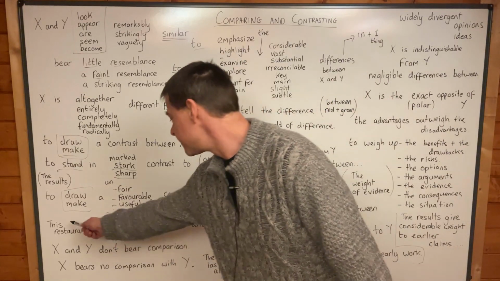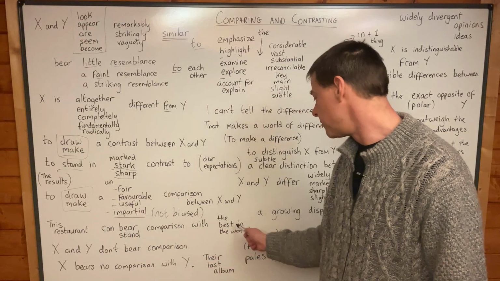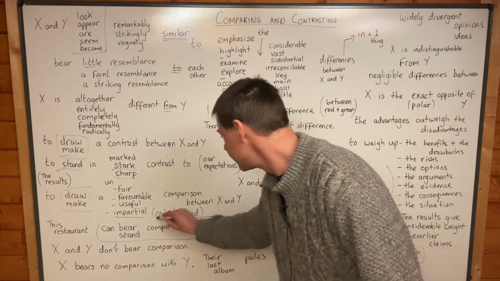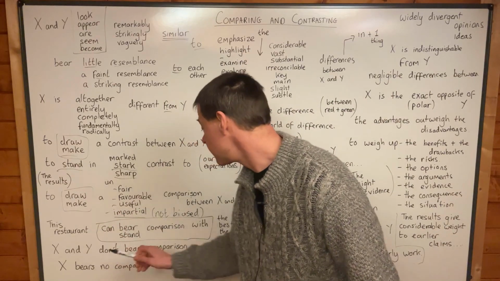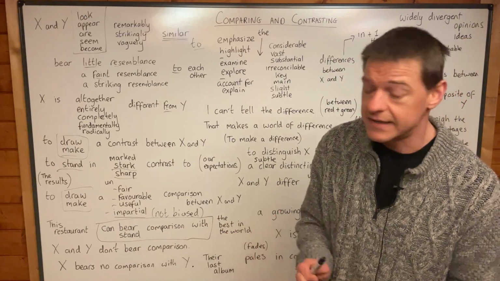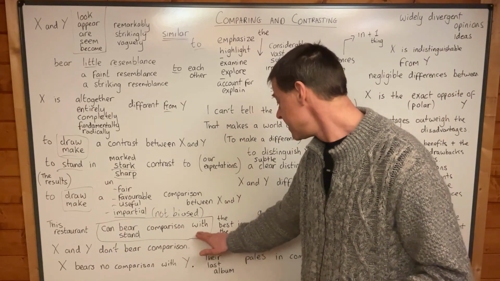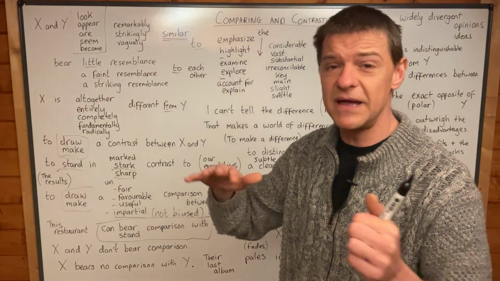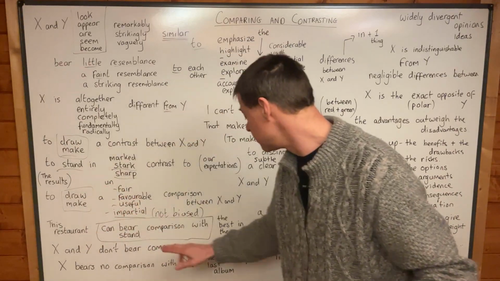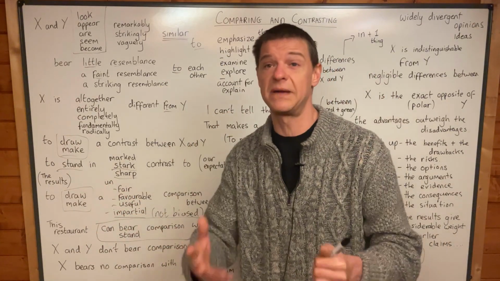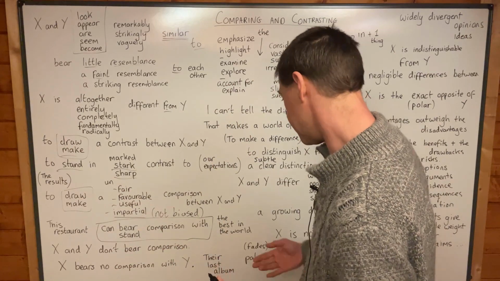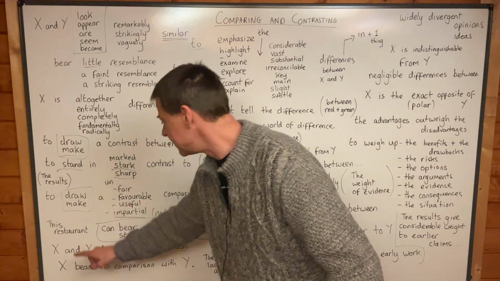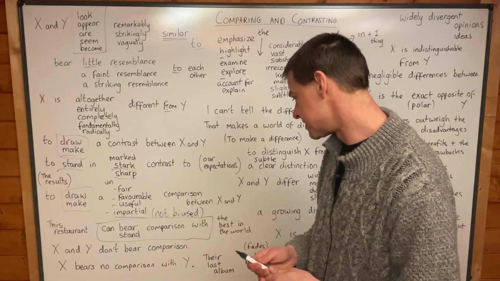Okay, a few other expressions. This restaurant can bear comparison with the best in the world. So if you can bear or can stand comparison with, and you can just say this restaurant compares with the best in the world, you can. But this is more common, and it means that this restaurant is right there, it's among the best restaurants in the world. It's just as good as the best in the world. It can be compared with the best in the world, okay? And that's why we can say this restaurant can bear comparison. So it's very positive. It means this restaurant really is a tremendous restaurant.